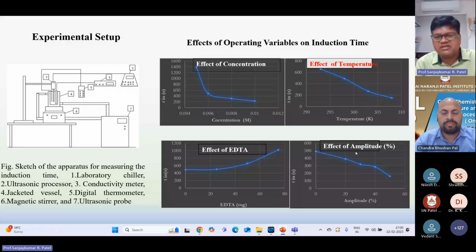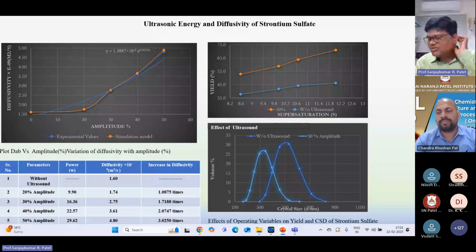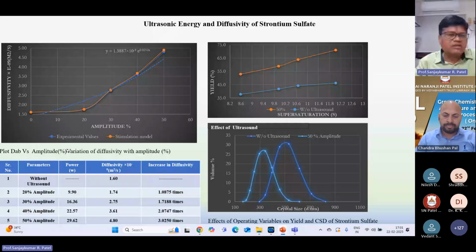Okay, the effect of amplitude is also decreasing the induction time, but induction time increases in the presence of the additives. So the additives' concentration also has to be optimized in such cases if they are to be used. Okay, if you can see here the plot between with and without ultrasound over the diffusivity of the process, with the variation in the ultrasonic energy.